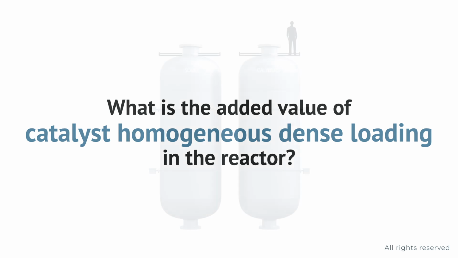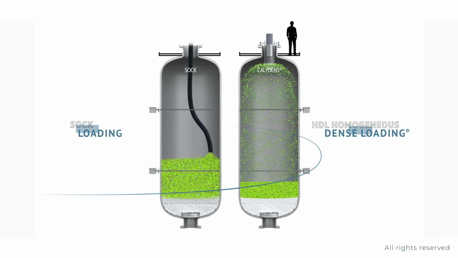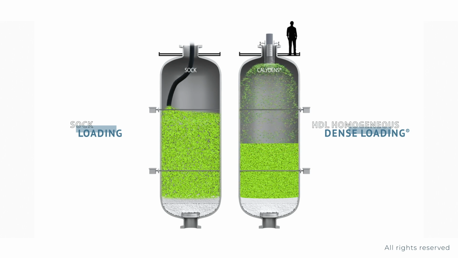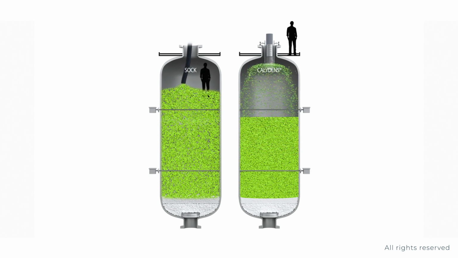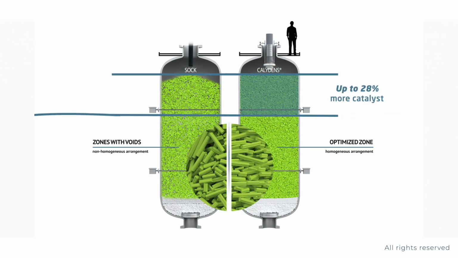With the sock method, the formation of slopes and random arrangement creates zones that are denser than others because of the presence of fines. Sending people inside the reactor is necessary. This increases the risk of accidents. With the HDL method, no human intervention is required inside the reactor. The loading is controlled, consistent, and flat throughout the process operation.